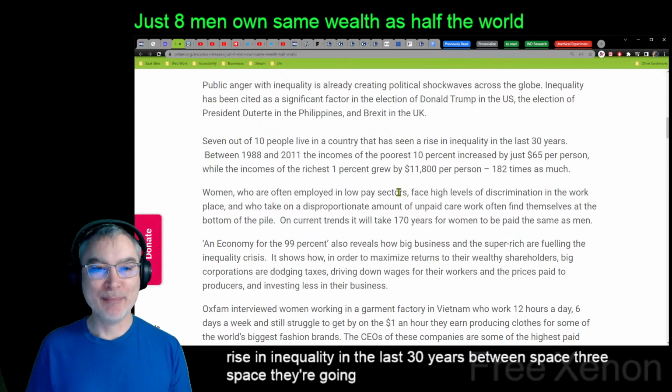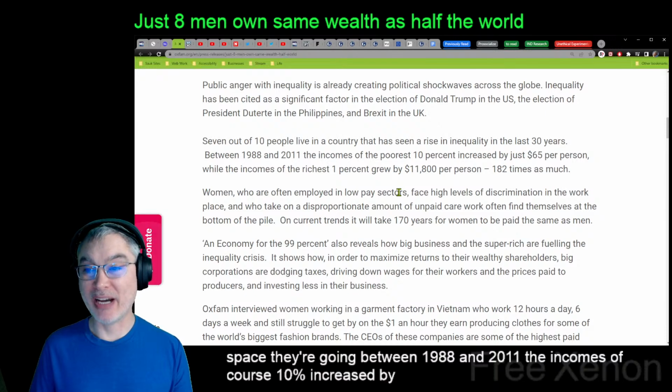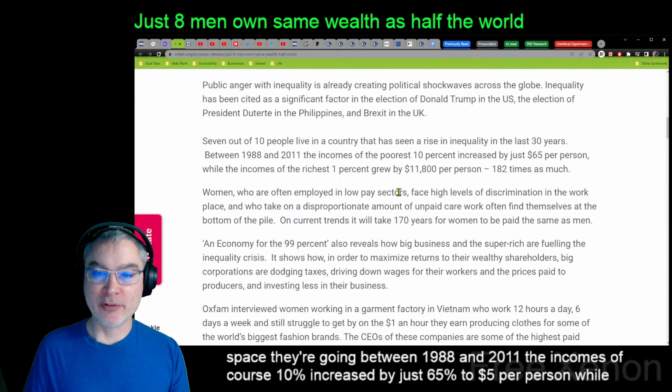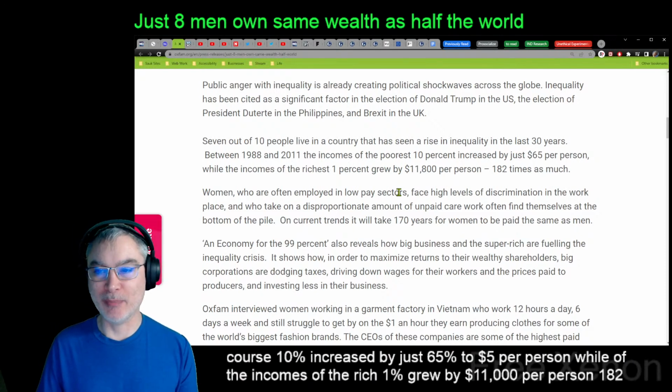Annoying. Between 1988 and 2011, the incomes of the poorest 10% increased by just $65 per person, while the incomes of the richest 1% grew by $11,000 per person, 182 times as much.